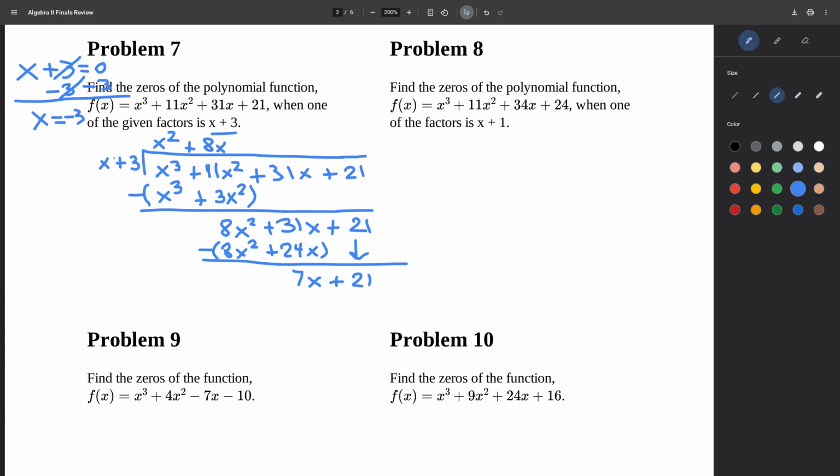So then we've got to think, what do we multiply x by to get 7x? Well, it's going to be plus 7. So we get 7x, and then 7 times 3 is 21. So our remainder is going to be 0 here, which is what we want. Now we've got to factor x squared plus 8x plus 7.